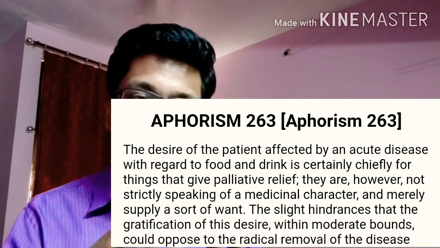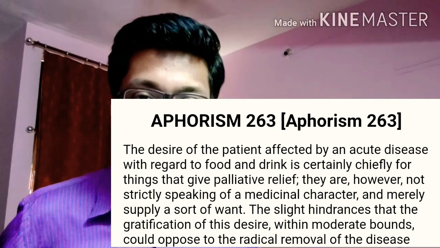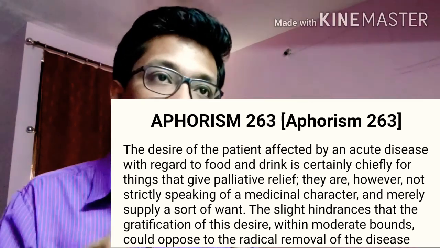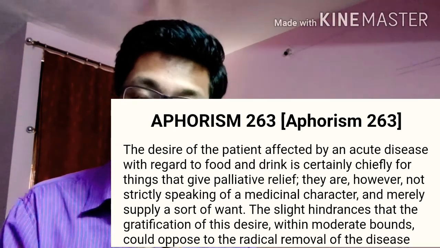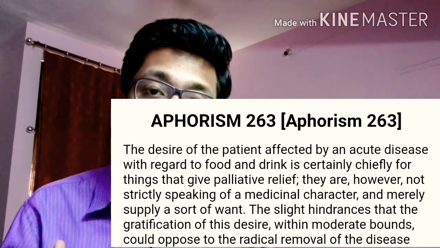So what is he explaining? That at certain times in acute diseases, patients have certain desires. For example, a patient who is suffering from continuous diarrhea, because he is dehydrated, desires sort of juicy things. He may desire a lot of salty things to replenish all the water and all the electrolytes, all the salts.